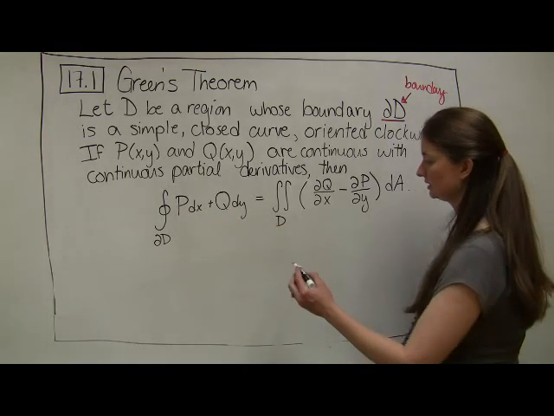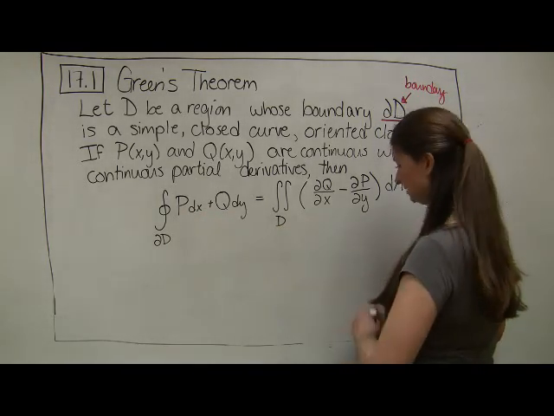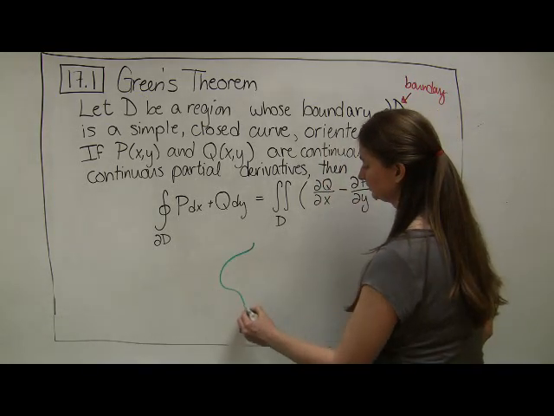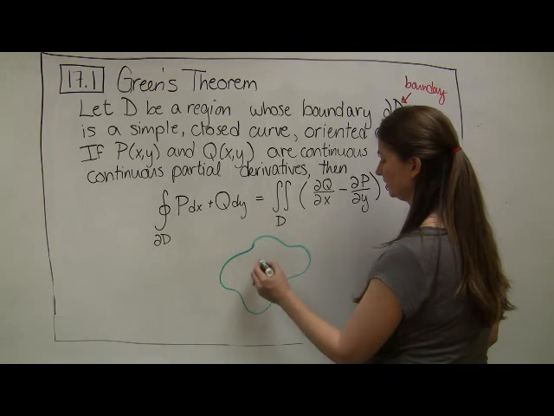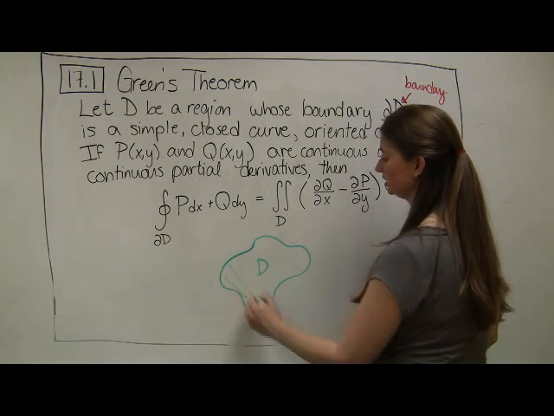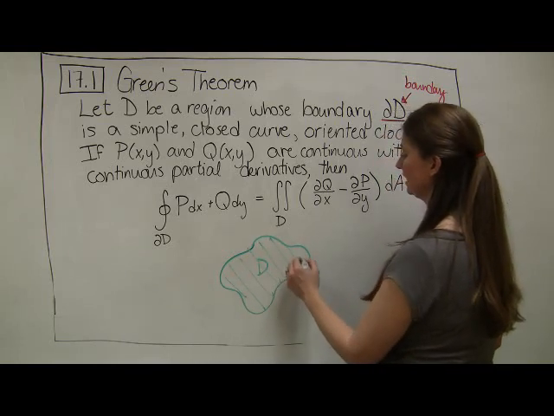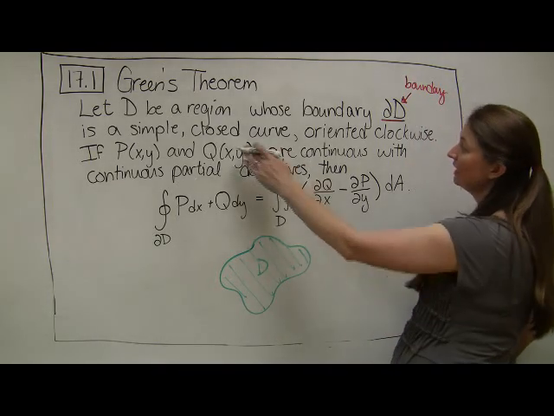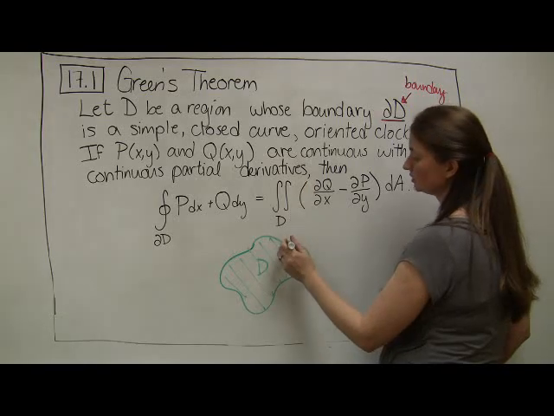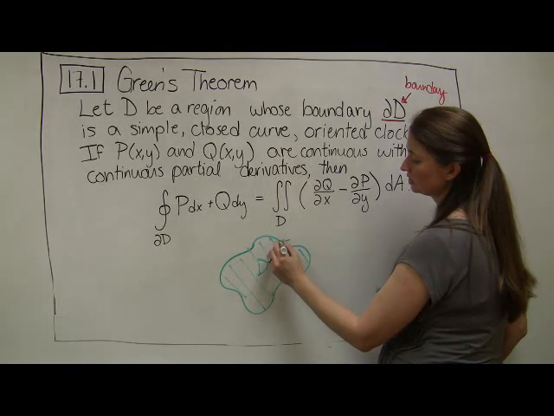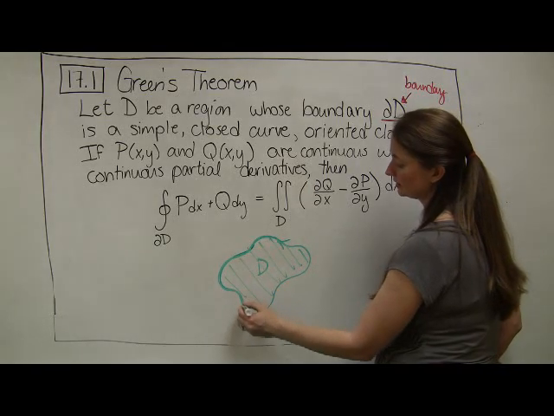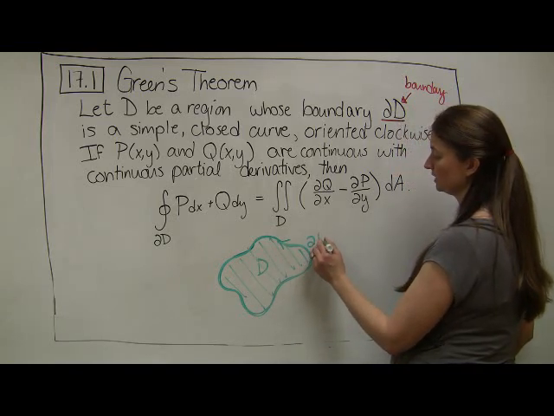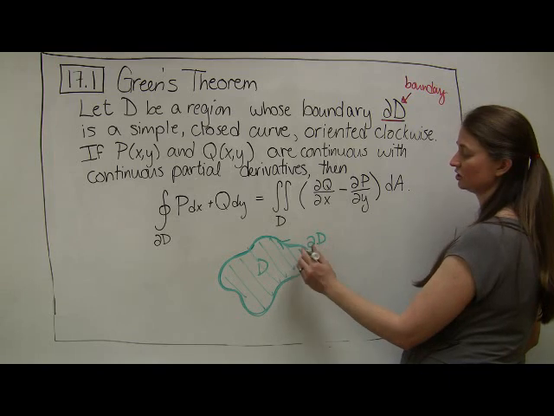So let's say that here's a picture of my region D. Maybe D is going to be some region in green. Here's my D, it's a region. And then the boundary of D is this outside part. We're saying that the boundary of D has to be a simple closed curve, which means that it has to start and stop in the same spot. It can't intersect itself. We're calling this the boundary of D. Again, this is my notation.